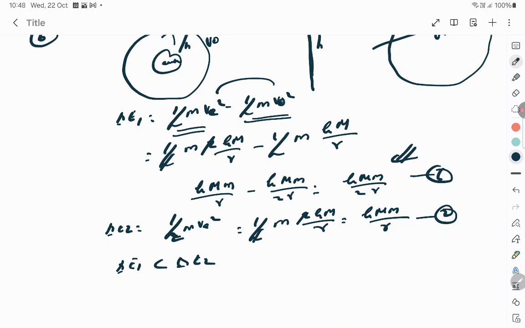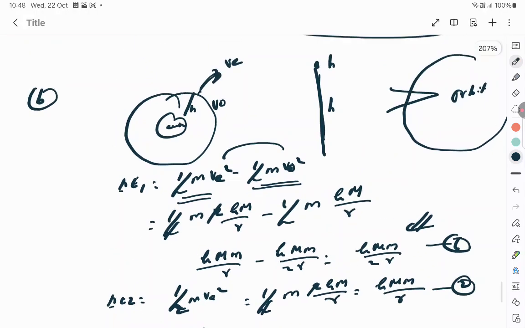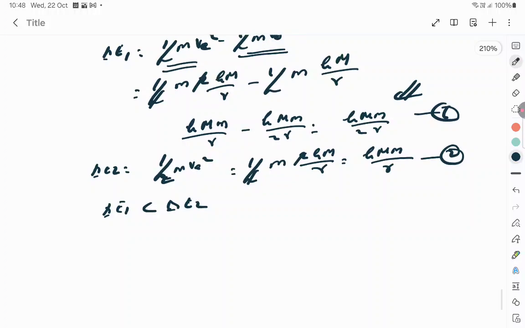The energy required to take something in an orbit to escape is lesser as compared to just taking a stationary object to a height h. So this is the explanation you have to write here. So let's go to the next question.